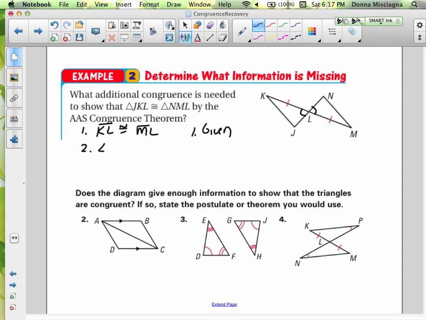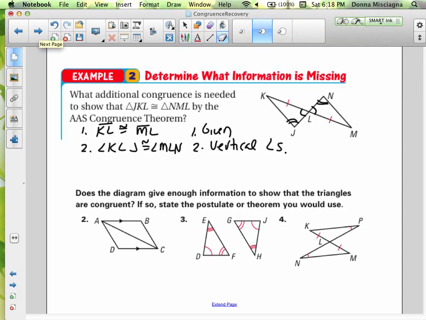So angle KLJ is congruent to angle MLN, and those are vertical angles. We need one more thing for angle side. We have to make sure the angle is not between the two. If we choose these two angles here, notice we would have angle side. We don't know they're congruent, but that's what was needed.